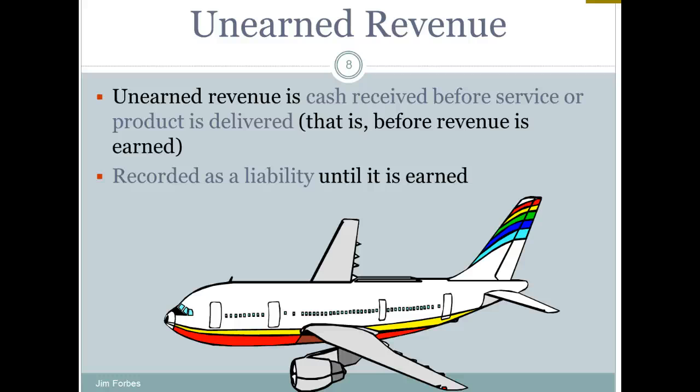Unearned revenue. Again, the term revenue confuses a lot of students. They see it and they automatically think it's a revenue account. But unearned revenue is where you've received cash for some future delivery of some service or product that you haven't delivered yet. And so you owe them something. You might not owe money, but you owe them a service or a product. So that is still a legal and financial obligation, and so it's recorded as a liability.